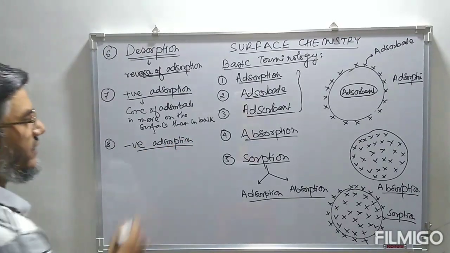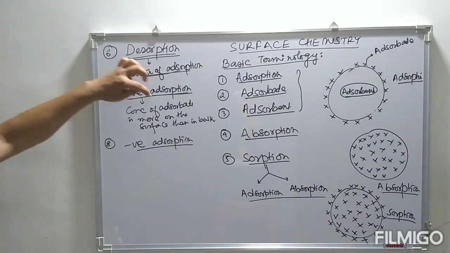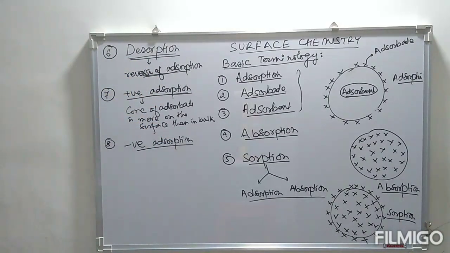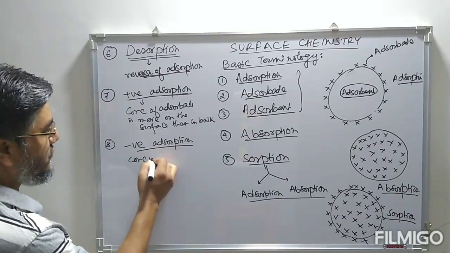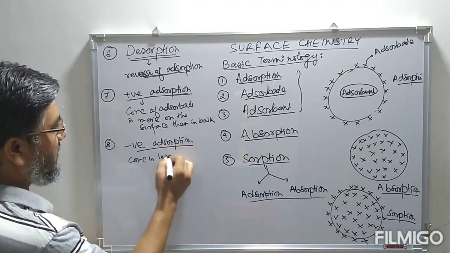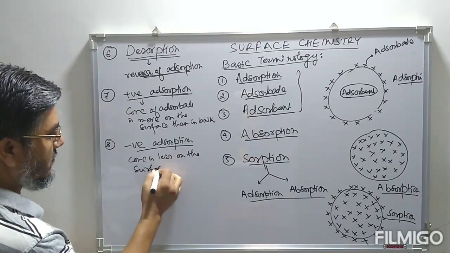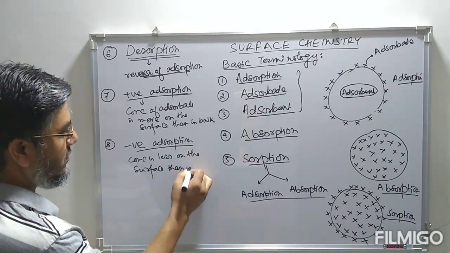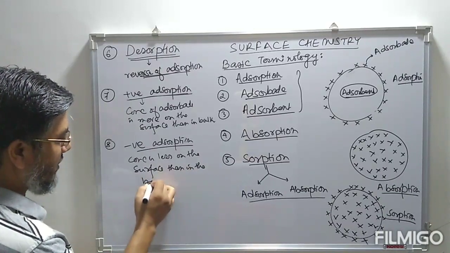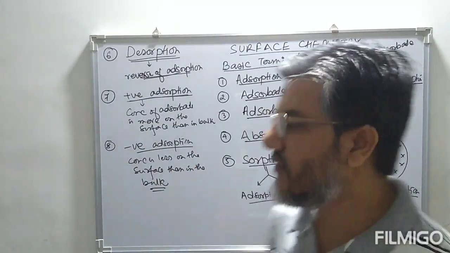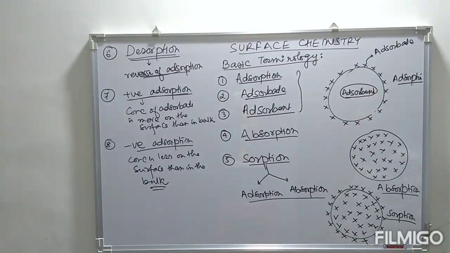So in negative adsorption, the concentration of adsorbed molecules is less on the surface than in the bulk. So concentration is less on the surface than in the bulk. Then we have negative adsorption.